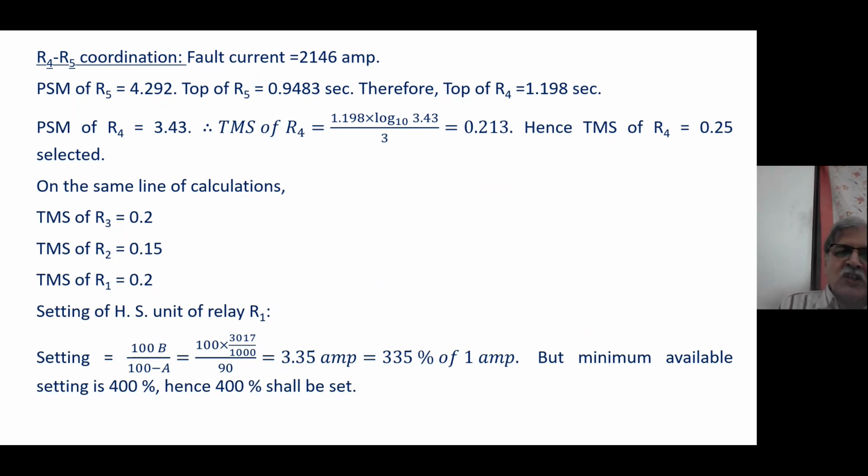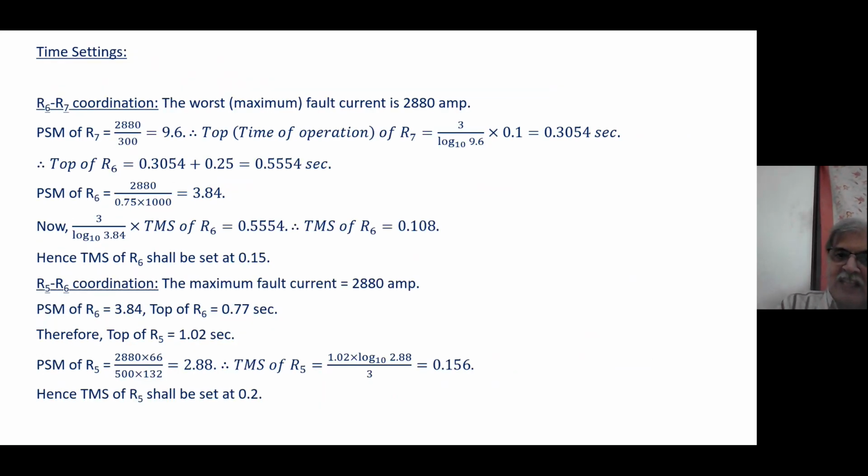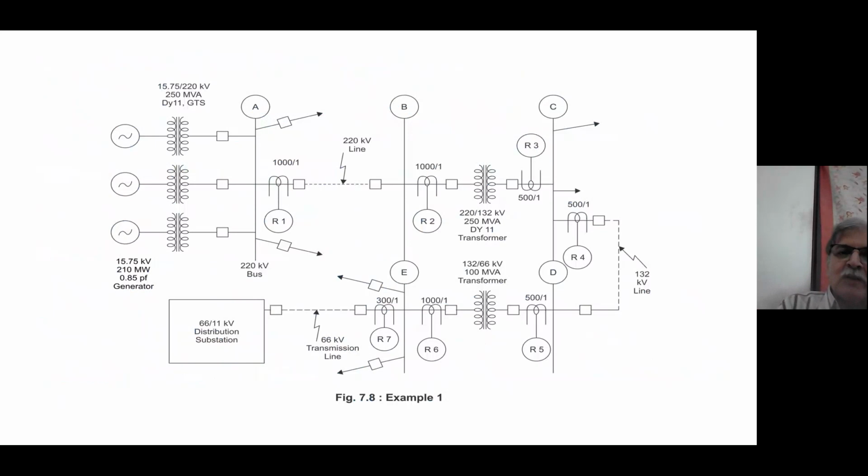And setting of high set unit of R1, the formula is 100 B upon 100 minus A. What is B? B is secondary amperes for the fault on the line that is covered by that relay. R1 means which line? R1 means line AB. So what is the meaning of that capital B? Capital B is fault at bus B, but in secondary terms.